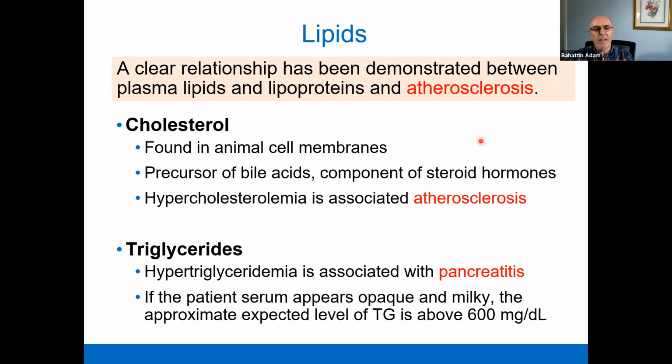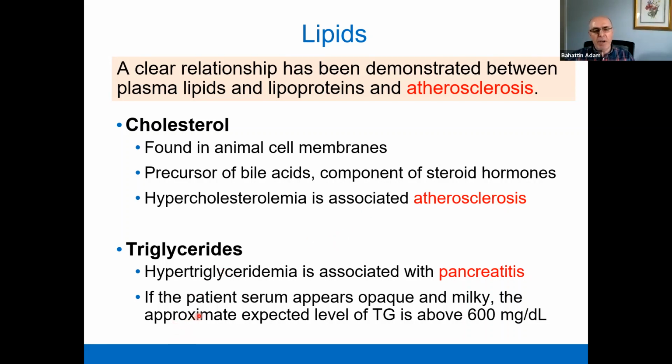Triglycerides are another type of lipid. Hypertriglyceridemia, a high level of triglycerides, is associated with pancreatitis. As you see, cholesterol is associated with atherosclerosis. However, triglycerides are not associated with atherosclerosis directly. They are associated with an increased risk of pancreatitis.